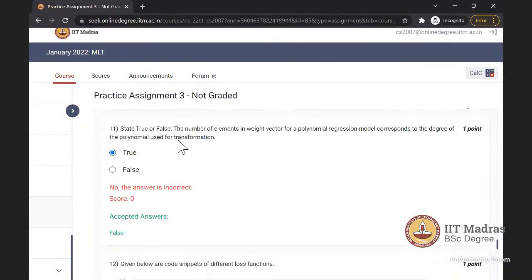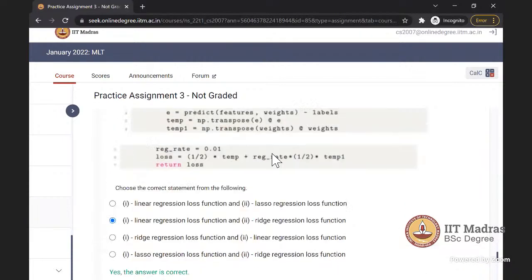So what was the mistake? The number of elements in the weight vector for a polynomial regression model corresponds to the degree of polynomial used for transformation. Sorry, it's wrong, I told it wrong, because it's multiplied here, right? It should be false. No, I think it's the number of features. Yes, the number of features in polynomial regression corresponds to the degree, not the number of elements in the weight vector. I think that's absolutely right. So this should be false.